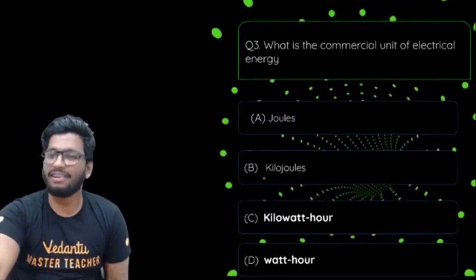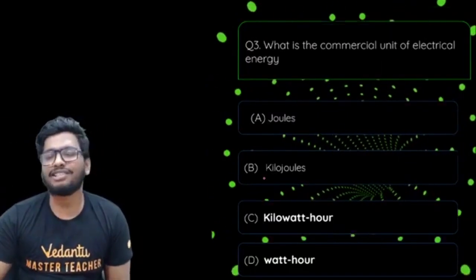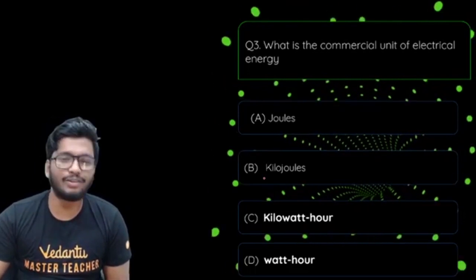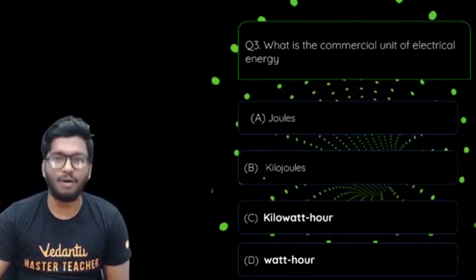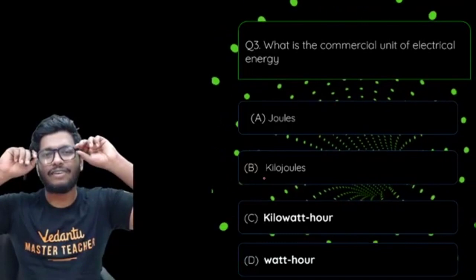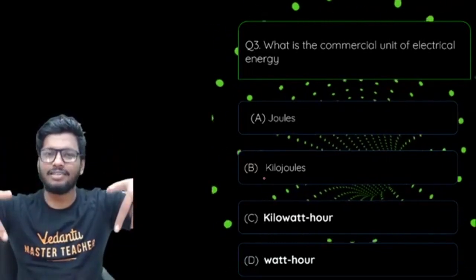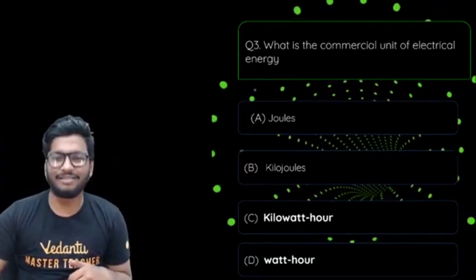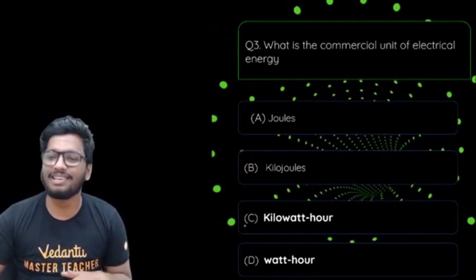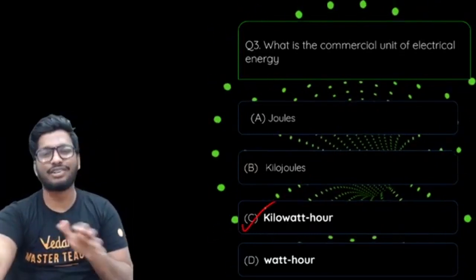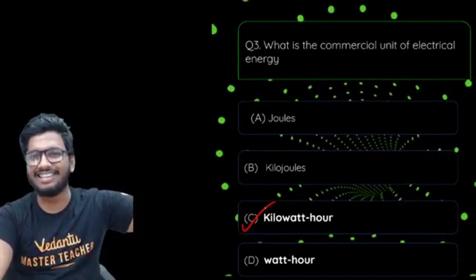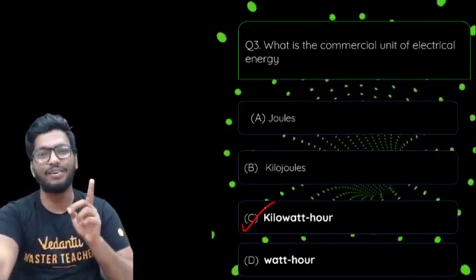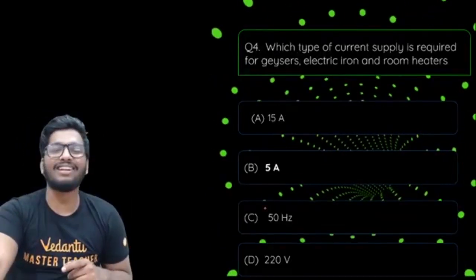We got another question, people, related to the same one. What is the commercial unit of electrical energy? Is it joules, kilojoules, kilowatt hour, or watt hour? Let me know the answer in the comment section. And the answer to this question is something you already know, people. It's kilowatt hour. No doubt, I'm pretty sure you remember it. We've already studied that in current electricity. If you have gotten this wrong, no worries. Alright, moving on to the last question.